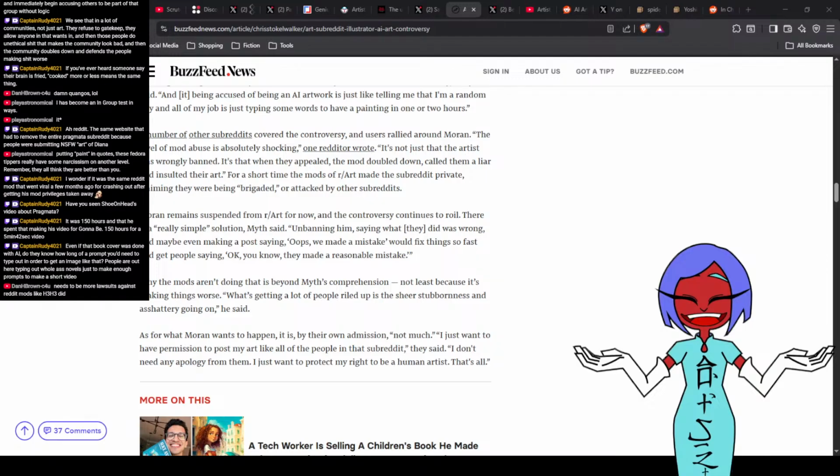Again, they know how dangerous this is to their position, because they refuse to treat their customers as respectful clients, right? Anyway, Captain Rudy says, even if that book cover was done with AI, do they know how long of a prompt you need to type out in order to get an image like that? People are out here typing out whole-ass novels just to make enough prompts to make a short video.